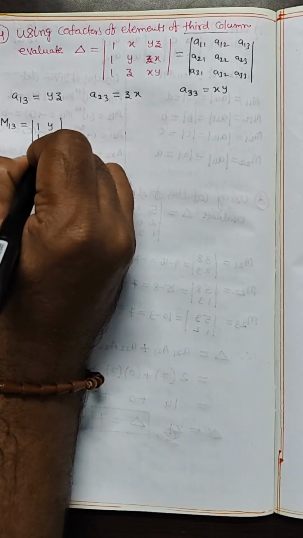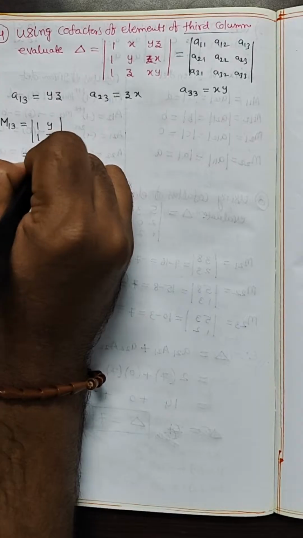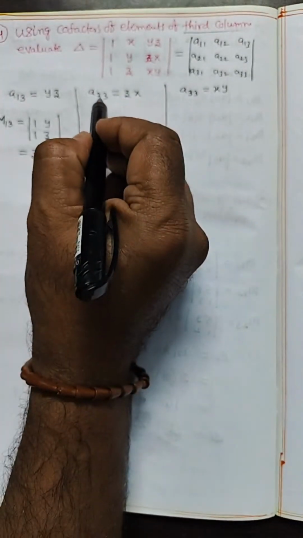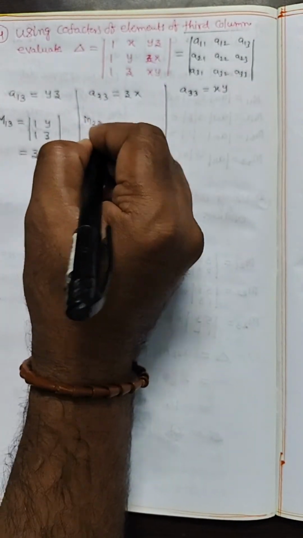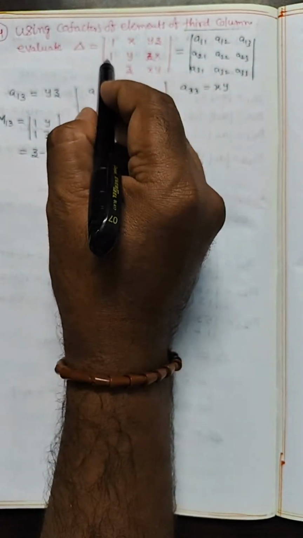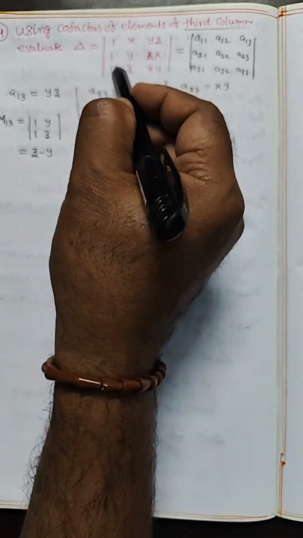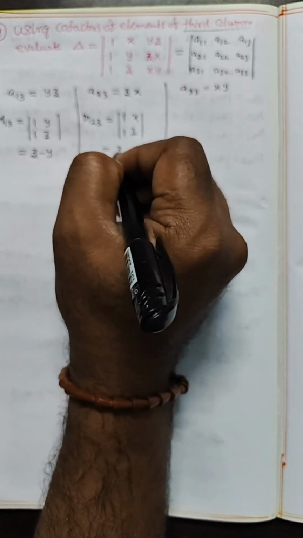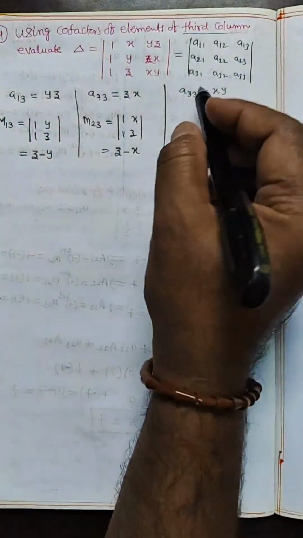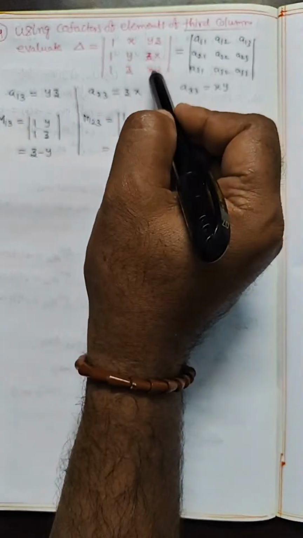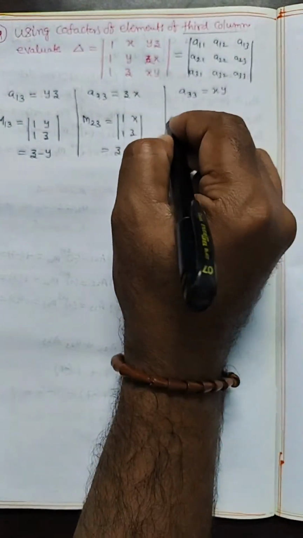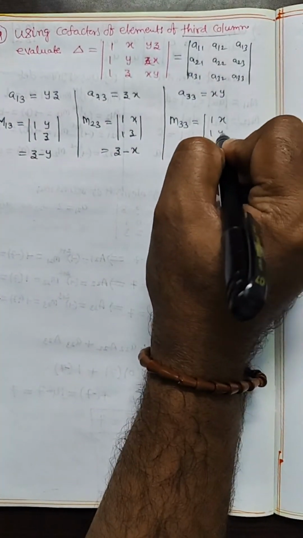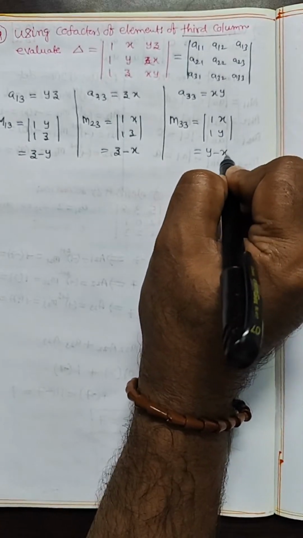1y, 1z, that is equal to z minus y. Okay, dear students. Similarly, step by step, A23. So for this, M23 is equal to second row, third column, eliminating 1x, 1z. Determinant of this one: 1 into z minus 1 into x, z minus x. A33: eliminating this row and this column. So M33 is equal to determinant of 1x, 1y, that is equal to y minus x.